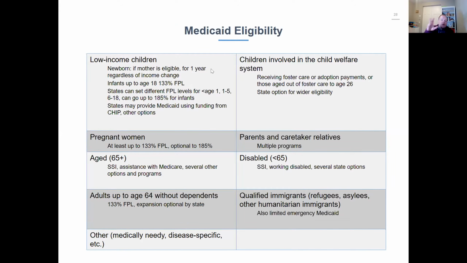So we have a lot of different variations on the eligibility here. You can see that most of the time now when we're looking at income levels, you're seeing 133%, quite a bit in places where there are income limits. You have a number of different categories here of people who are eligible based on their circumstances and their demographics or their living situation.